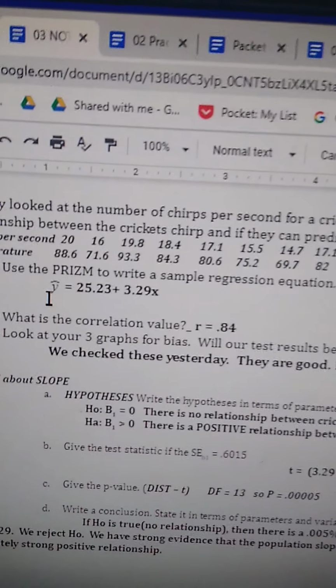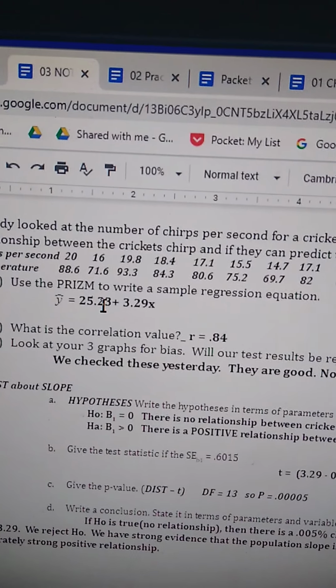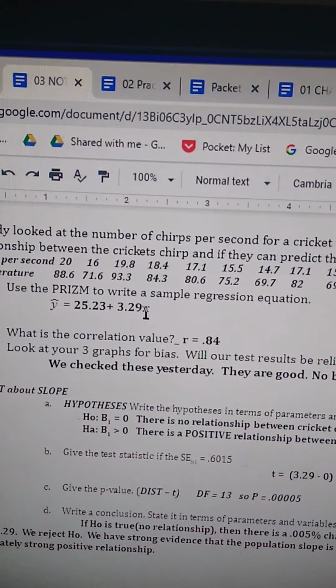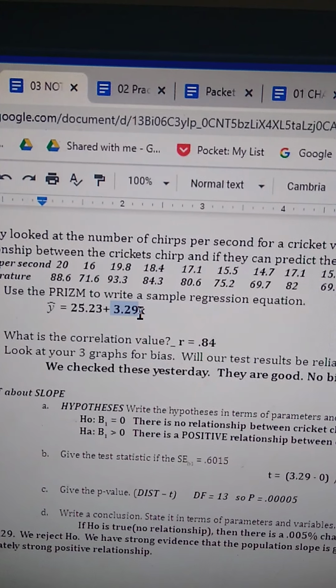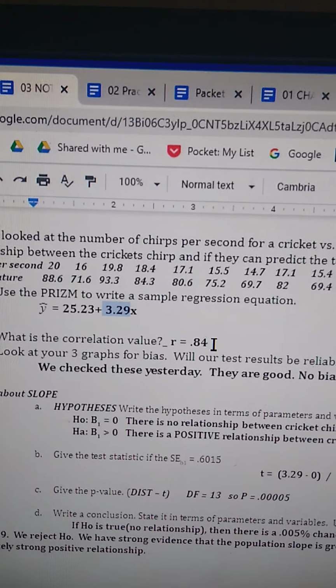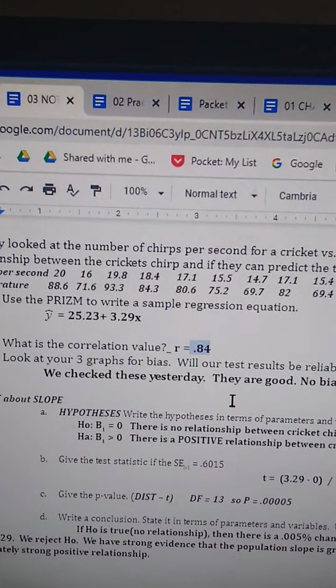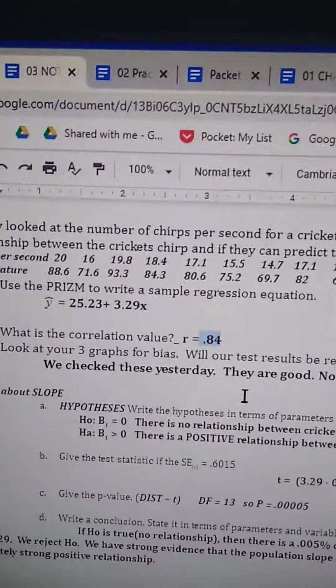So we'll write our equation as y hat equals 25.23 plus 3.29x. Here's my slope, that's what we're really interested in. And we know that the R value, the correlation, is 0.84, which is moderately strong.